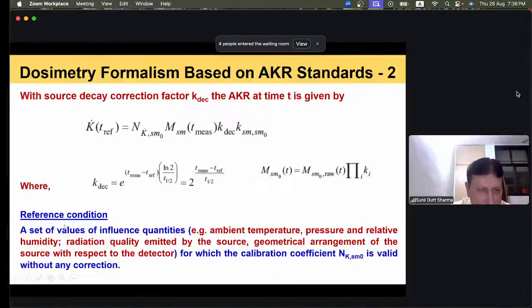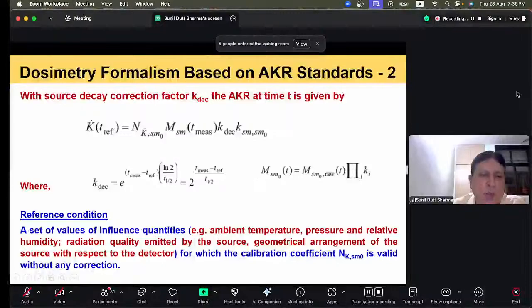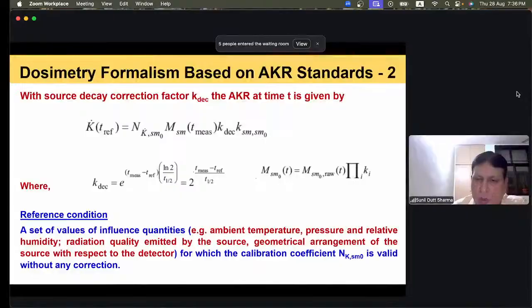So this report says that reference condition is nothing but a set of values of influence quantities. You maintain a given ambient temperature, pressure, and relative humidity. You need to know the radiation quality emitted by the source, and the geometrical arrangement of the source with respect to the detector should be such that in-air scatter is minimal or insignificant. If you are satisfying this condition, then you are doing the measurement under reference condition.